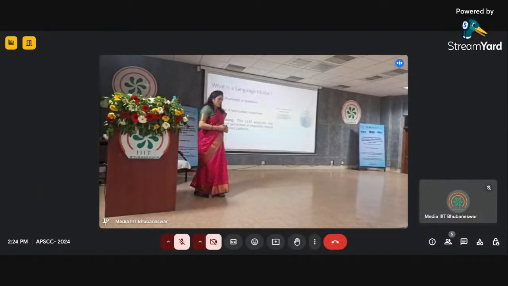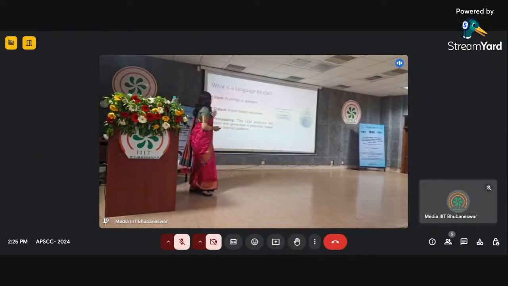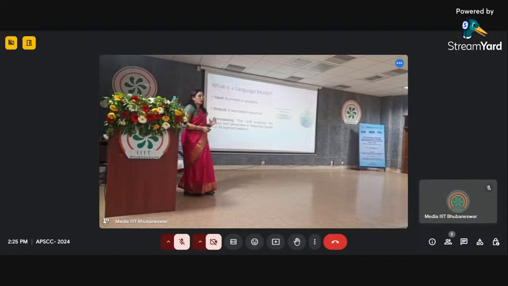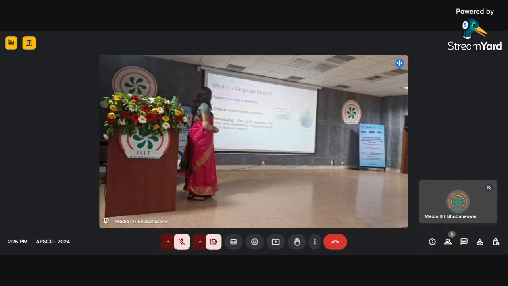So now the question that we have is, what exactly is a language model? The best way to define a language model is that it can be categorized as a subfield of deep learning, natural language processing to be specific. It accepts an input as a prompt or a question, and the output that we are expecting out of this model is a text-based response.